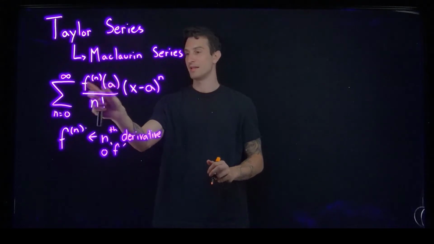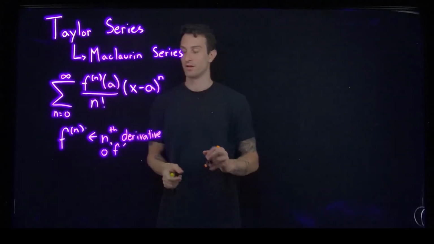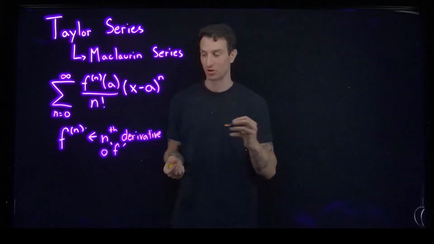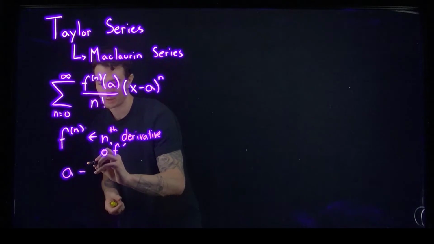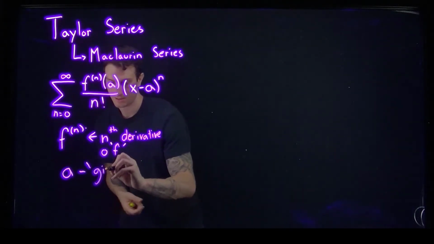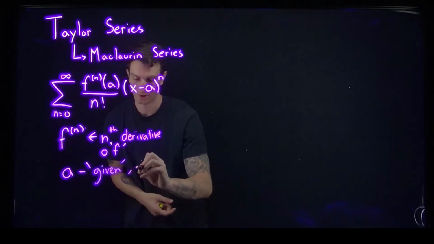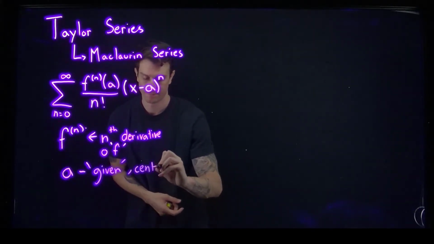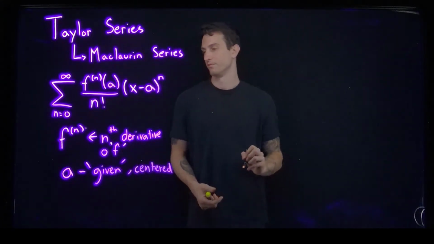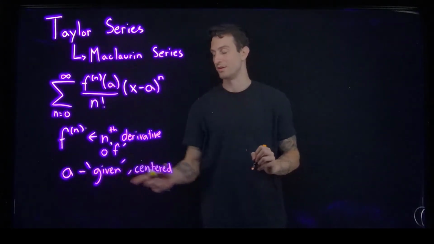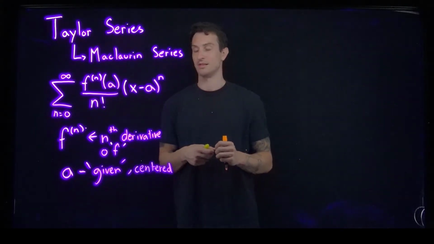Now we're evaluating the derivative function at a, and a is given to you. This is the center of your function, where you're centered. This will be given to you in the problem. It'll tell you you're centered at this value. This would be your a.